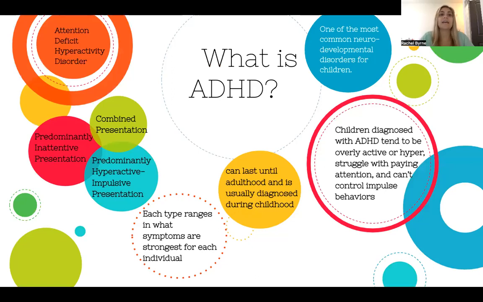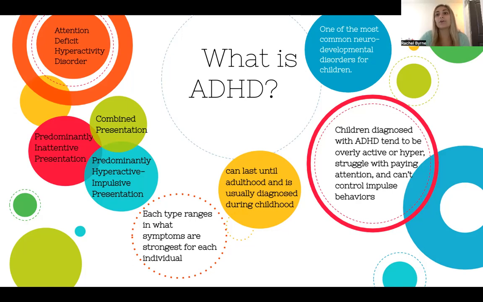First, it is called attention deficit hyperactivity disorder. Basically it ranges from different symptoms for different students. Normally students are diagnosed when they're a child, during elementary school, and it normally lasts up to adulthood. When children are diagnosed with ADHD, they tend to be overly hyper, so these students can't sit still in school. They can't control impulse behaviors, so they act out in class.